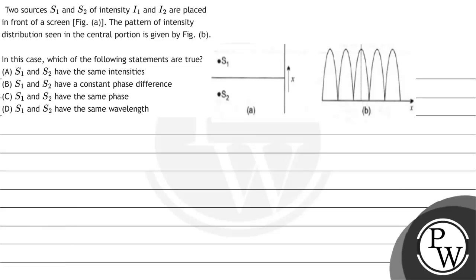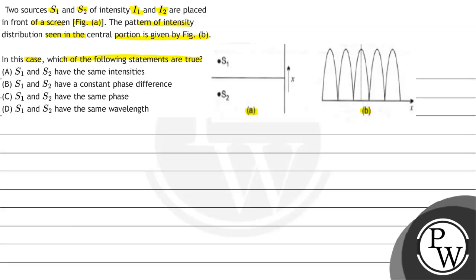So the question says two sources S1 and S2 of intensity I1 and I2 are placed in front of a screen, figure A. So we can see in figure A that two sources S1 and S2 are placed in front of screen. The pattern of intensity distribution seen in the central portion is given by figure B. So we can see in figure B that we are given with an intensity distribution. In this case, which of the following statements are true?